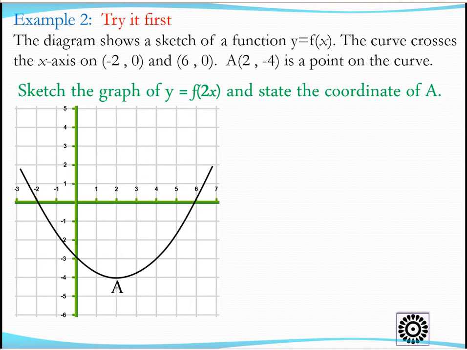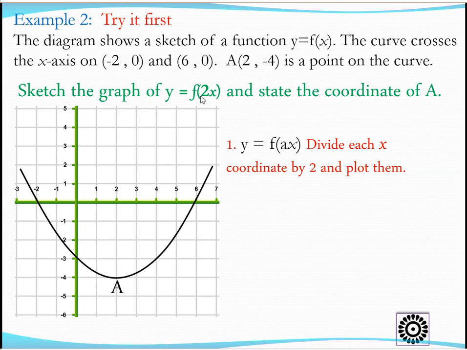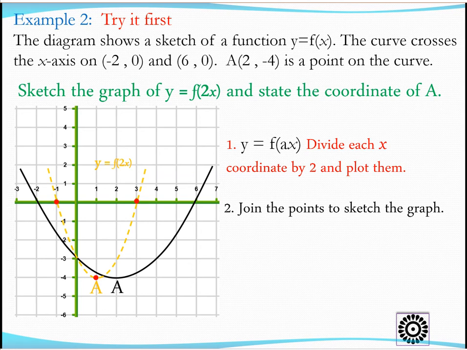Let's see. So here is f of 2x. So you need to divide every x coordinate by 2. So we pick the x coordinate here, which is 6. Divide by 2. That is 3. Look for another x coordinate. There's 2 here as well. This 2 divided by 2, that is 1. There's another one here. Divide by 2, negative 1. You don't need to do all of it, just important points. Then just join, and that will be your graph.